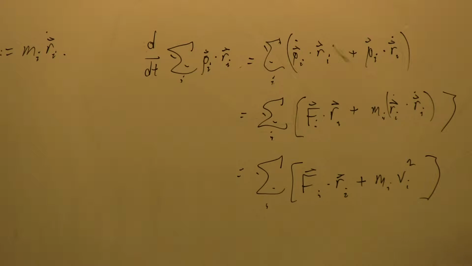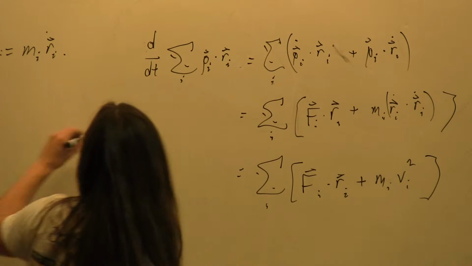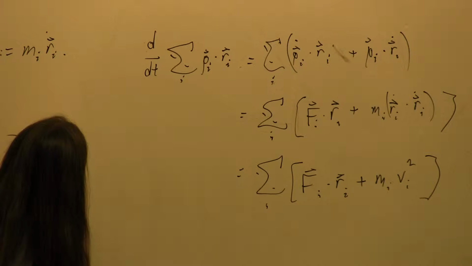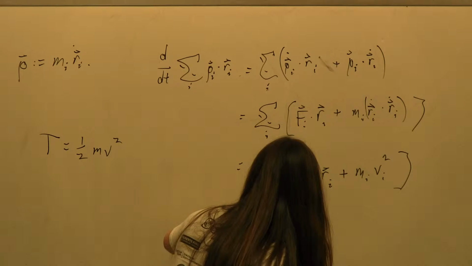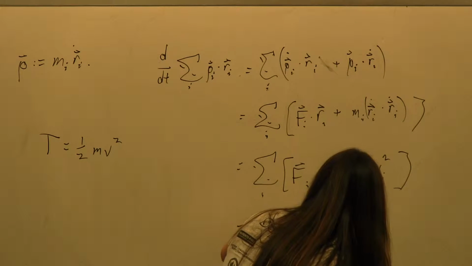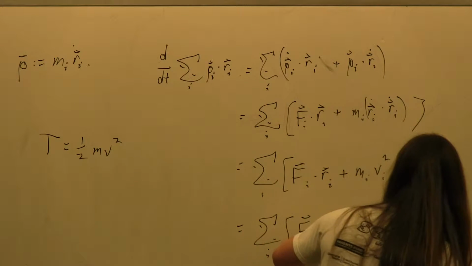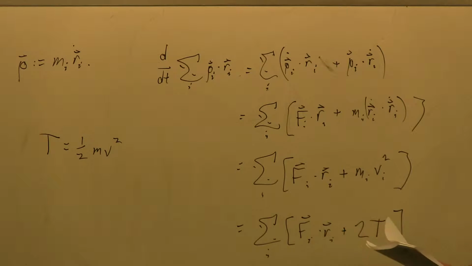All right, so what you can see here is that mv squared, if we define the kinetic energy as being 1/2 mv squared, is equal to 2 times the kinetic energy. So we can already start doing a few little tricky things if we put that in there. And I'm going to leave this how it is for now, and we will come back to it in the near future.